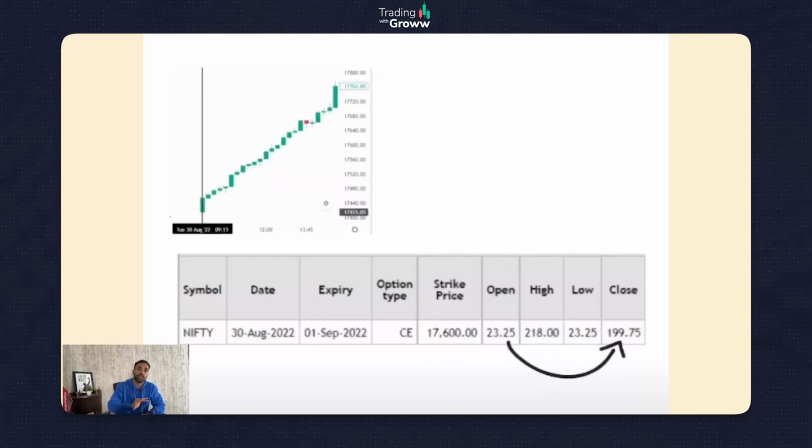But with option buying, when your direction is right and the movement is also very quick and fast, and to a greater extent if the movement is big enough, then the possibility of making 10 times return is highly possible with option buying.